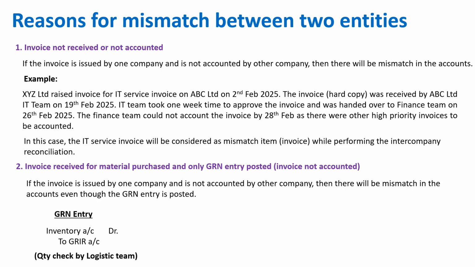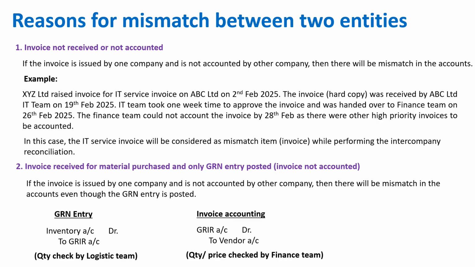So let's take an example. When you receive the material, what entry are you going to post? The GRN entry will be inventory account debited to GRIR. And generally this is done by the logistics team. They validate, they approve in the system, and the system posts this automatic entry, that is inventory to GRN. Now the day you are preparing a financial statement, only this entry is posted in the books. Whereas the second entry, when you do your invoice processing, only then it will be posted, that is GRIR account debited to vendor account, and this is done by the finance team.